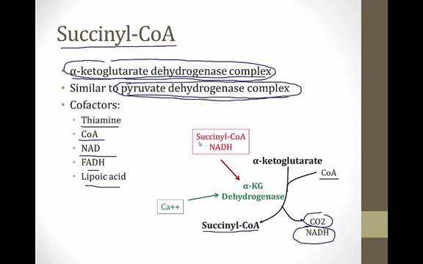This step can be inhibited by succinyl-CoA. This is feedback inhibition, so when there's lots of succinyl-CoA around, it will slow down this step. It's also inhibited by NADH, so when there's lots of NADH around, this step will be slowed. And then also, just like the last step in the TCA cycle, calcium can activate alpha-ketoglutarate dehydrogenase to make the TCA cycle move faster when skeletal muscle is contracting.